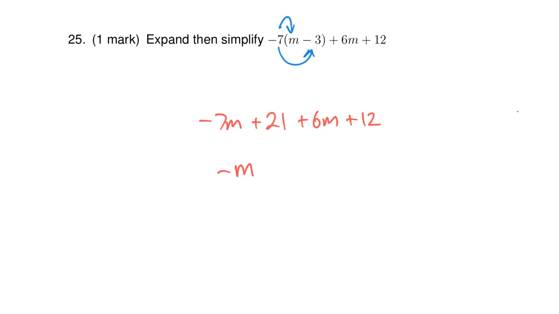My numbers I can tidy up. I've got 21 plus 12, which gives me 33. So the answer is negative m plus 33.